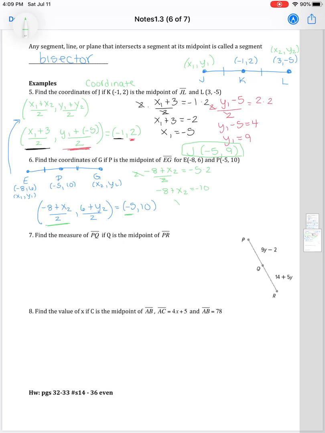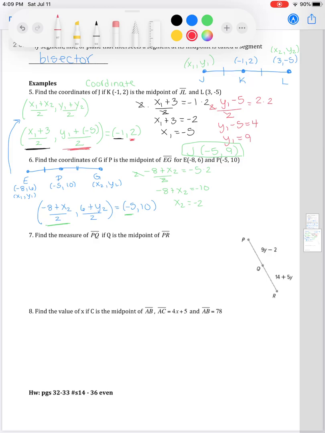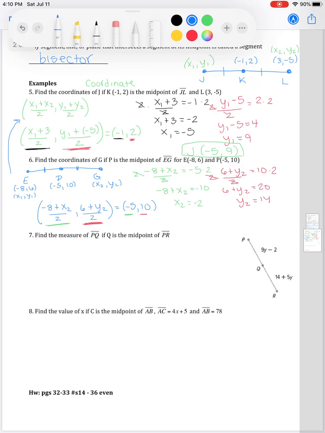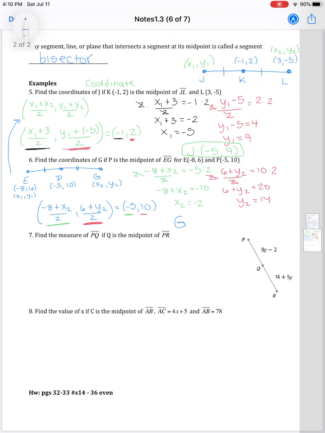We're going to multiply by 2 on both sides. -8 plus x2 equals -10. And when we add 8, we end up with -2. For the y value, we know that that has to equal 10. So we have 6 plus y2 divided by 2 equals 10. We're going to multiply by 2 on both sides, and we end up with 14 for that value.